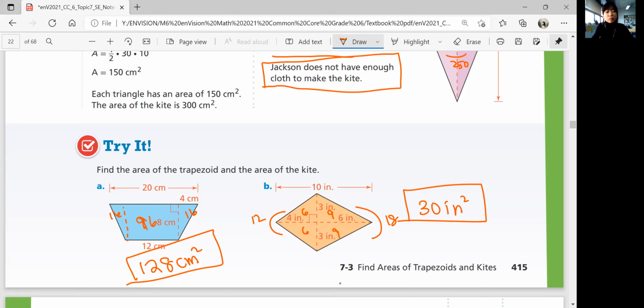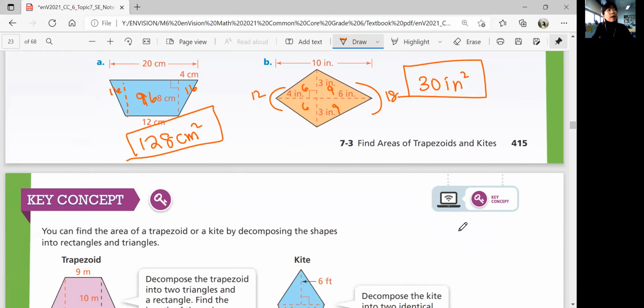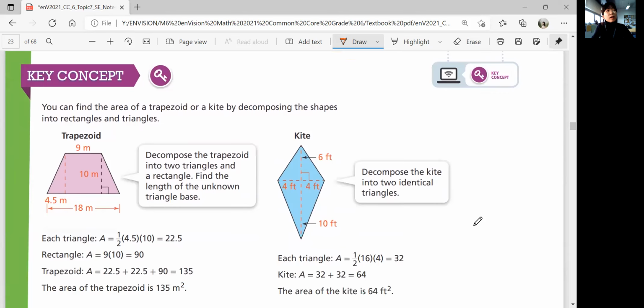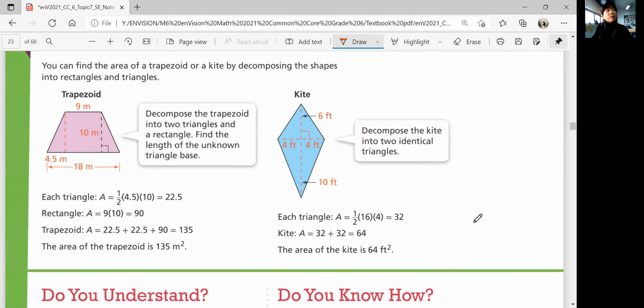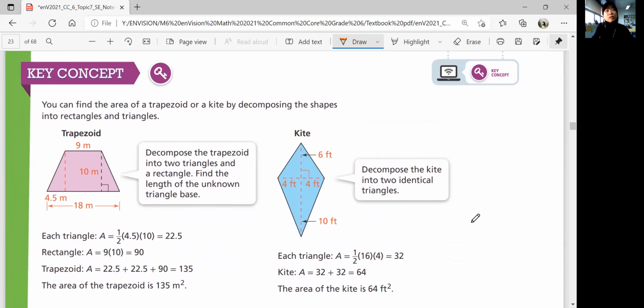Okay. All right. We learned about trapezoids and kites and learned how to find the areas for both of them by decomposing them into familiar figures that we already know. So use the method of decomposing them to figure out the areas of kites and trapezoids.